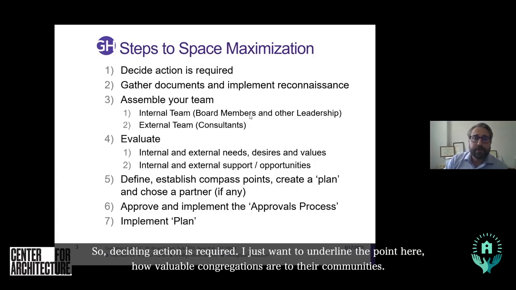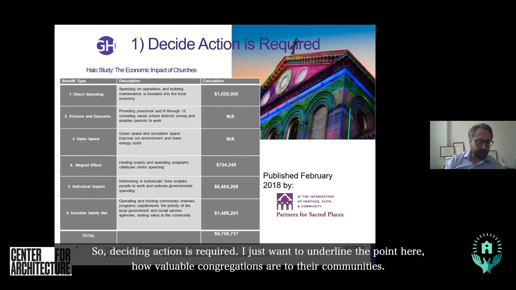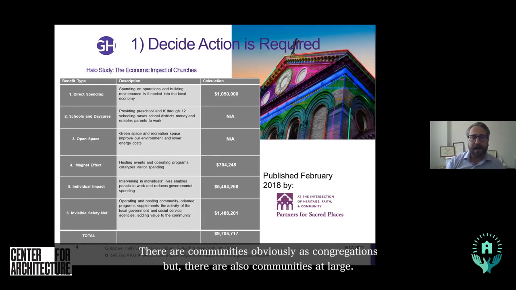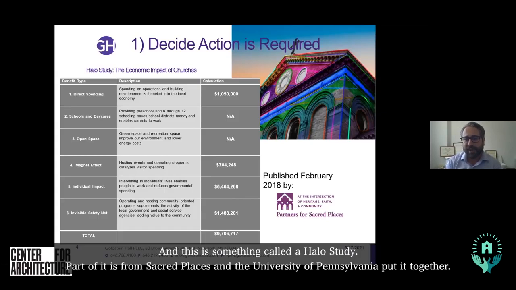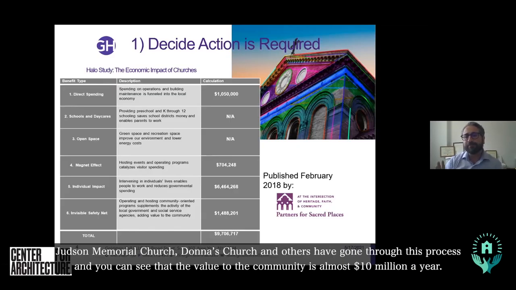So deciding action is required. I just want to underline the point here, how valuable congregations are to their communities. Their communities, obviously their congregation, but their communities writ large. And this is something called the HALO study. Partners for Sacred Places and University of Pennsylvania put it together. Judson Memorial Church, Donna's church, and others have gone through this process, and you can see that the value to the community is tens of or almost $10 million a year.